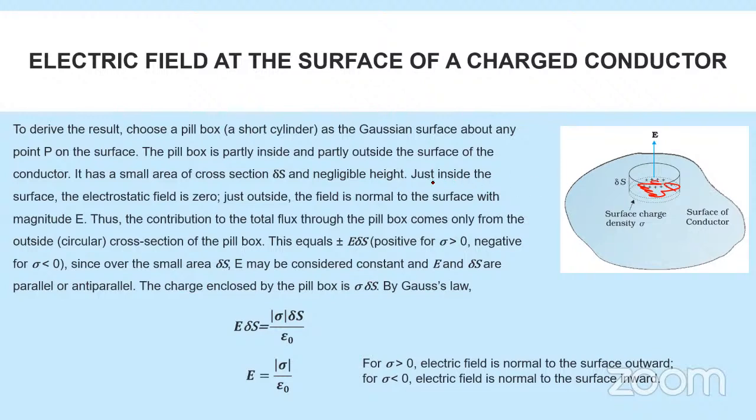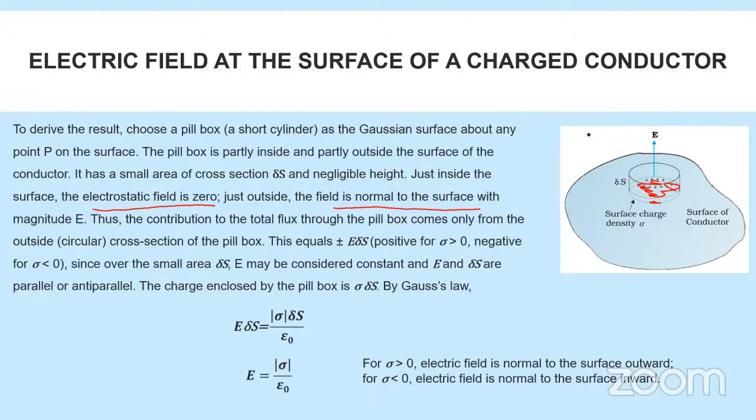So just inside the surface the electrostatic field is 0. We already saw that. And just outside, the field is going to be normal to the surface. This is the field and this is the surface, so you can see the electric field is normal to the surface and the magnitude is E. So what is going to be the flux coming through the cylinder or the pillbox that we are considering? It is only with respect to the outside cross section. We are not considering this surface anymore. We are going to consider only the surface that is outside the conductor, the surface of the conductor.